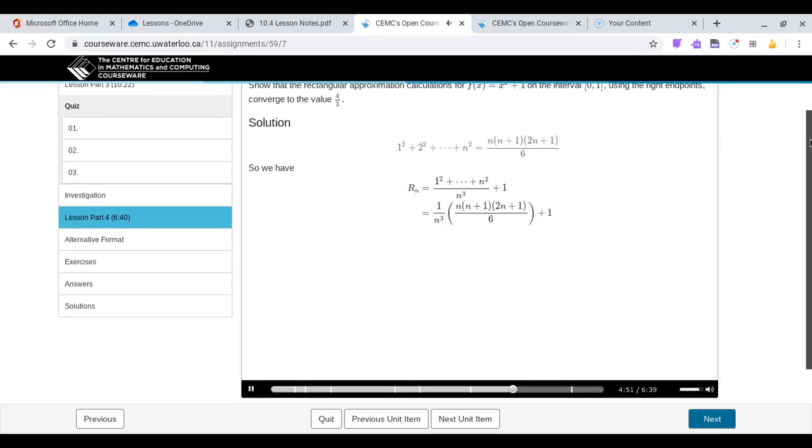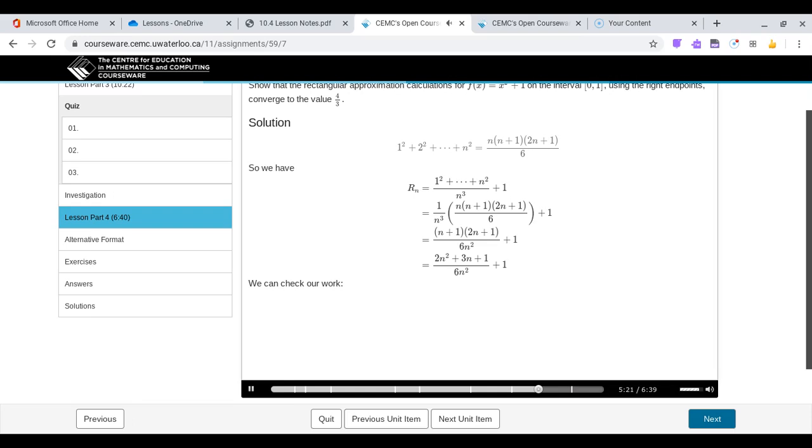If we plug this formula into our expression for Rn, we get some nice simplification. We see that the factor of n in the numerator of this fraction cancels with one of the factors of n in n cubed in the denominator of the fraction. Multiplying out our remaining two binomials, we get the following expression: 2n squared plus 3n plus 1 all over 6n squared, and then plus 1. So now we have a formula for Rn, and we can start talking about the limit.